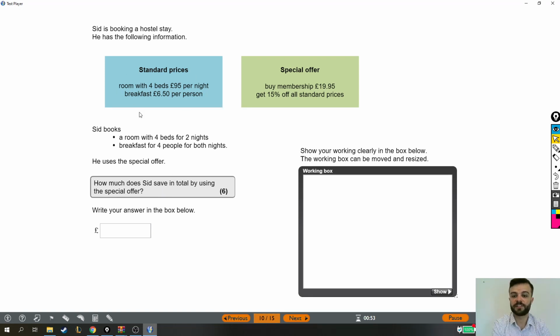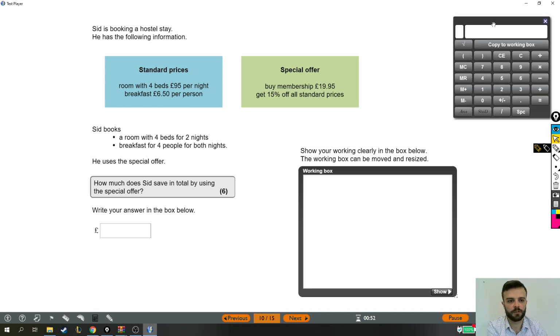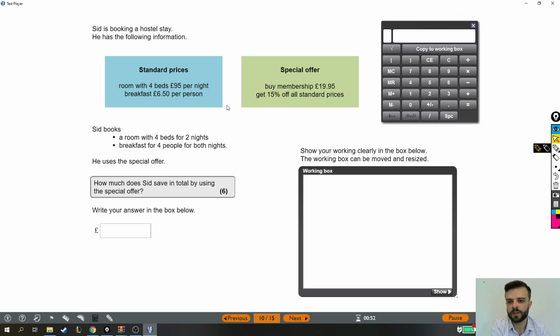So we're going to need to know the standard price first of all, because even the special offer is based off the standard price. So let's work out how much that'll be on our calculator. So he needs a room with 4 beds for 2 nights, and the room with 4 beds is £95 per night. So he's going to need that for 2 nights. That's 2 lots of £95. So the room is £190.